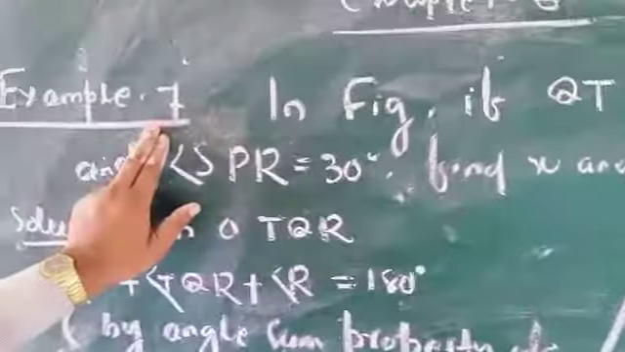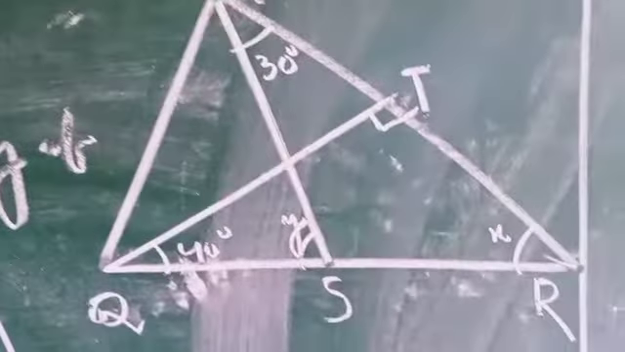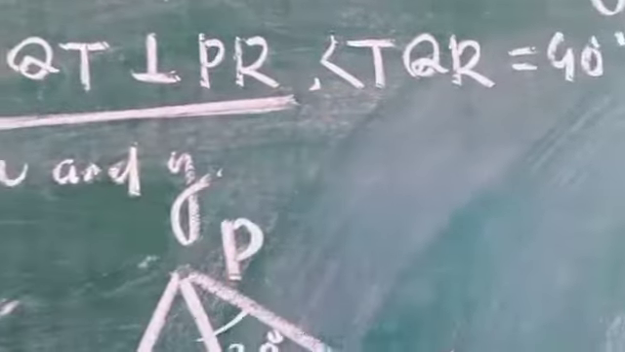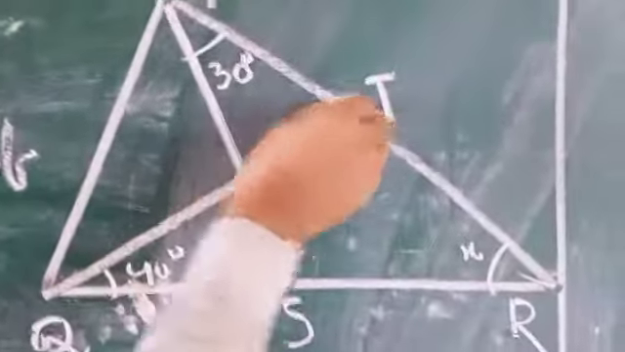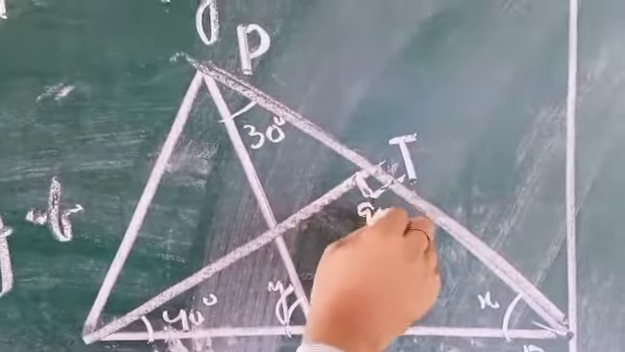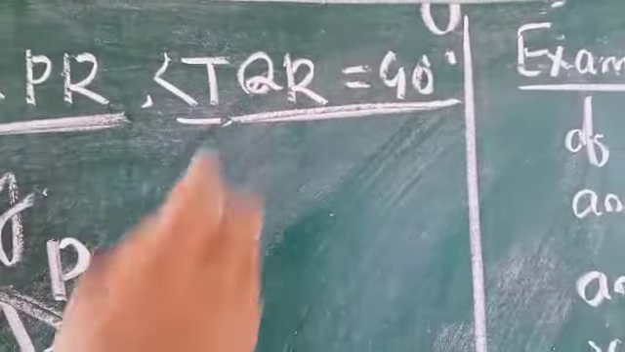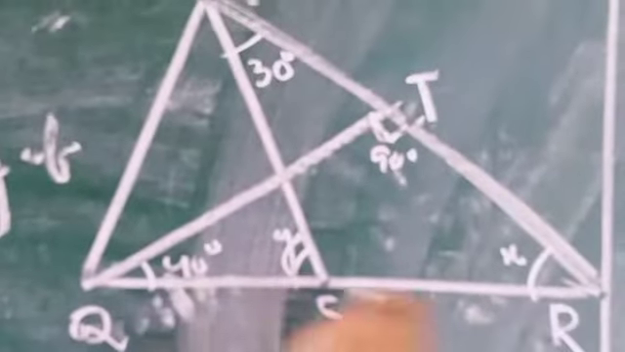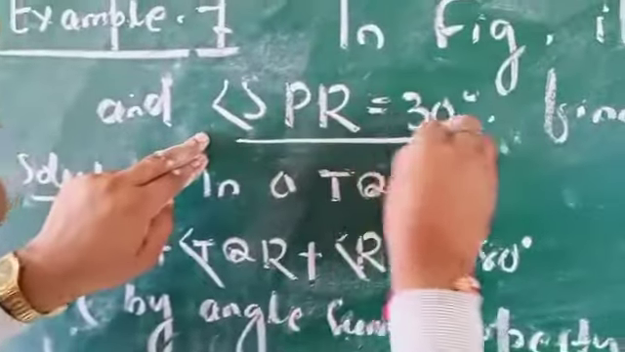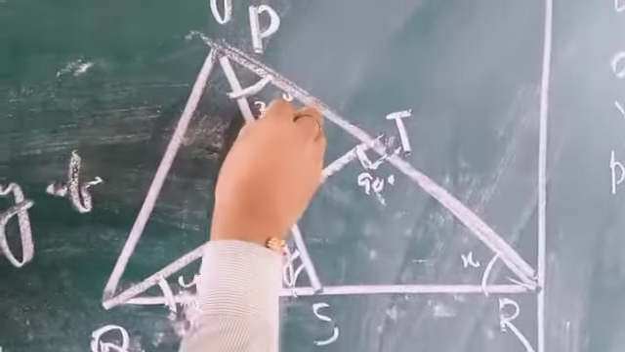Example 7. As given in the figure, what is the figure? The figure is this one. PQR is a triangle. QT is perpendicular to PR. You see, this is QT perpendicular to PR. This is a perpendicular, means this is how much? 90 degrees, perpendicular to PR. Angle TQR is 40 degrees. Where is TQR? This angle is 40 degrees. And SPR is 30 degrees. SPR, this angle is 30 degrees.